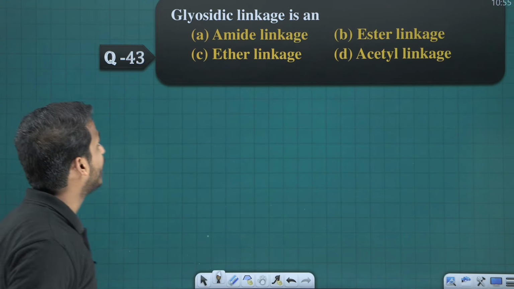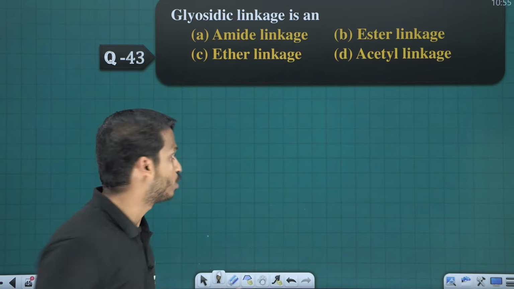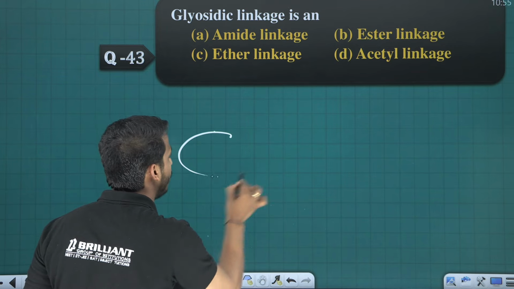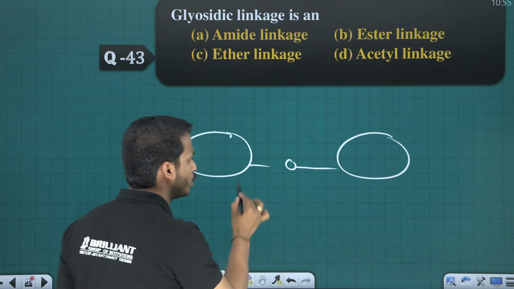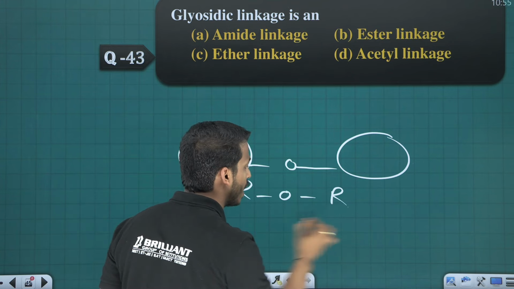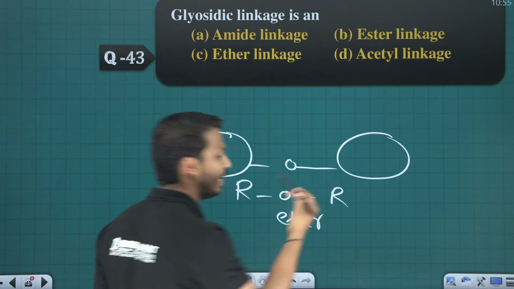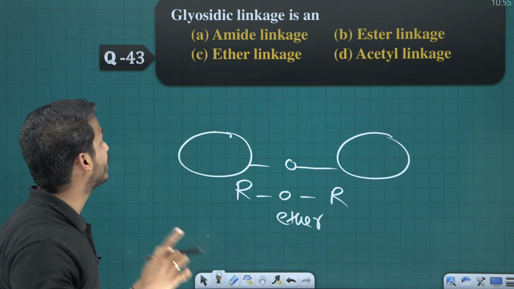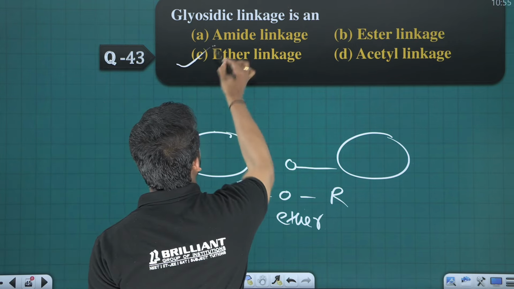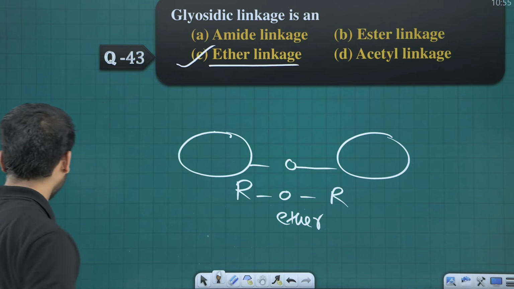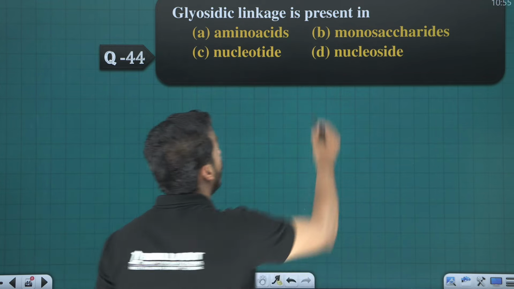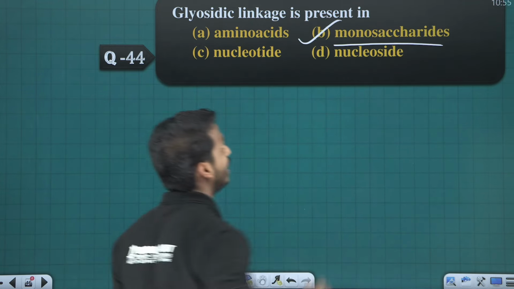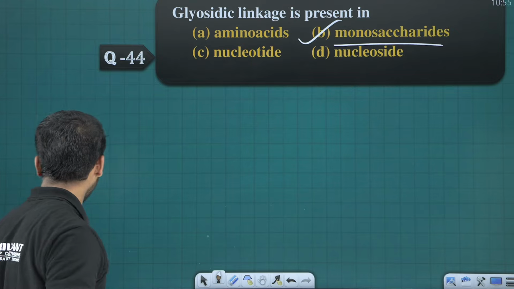Now, have you seen a glycosidic linkage? There will be a ring here, a ring here, and between them an oxygen. So this is like our ROR, it's a type of ether linkage. Remember, glycosidic linkage is a type of ether linkage. Glycosidic linkage is present between what? Monosaccharides. It is the bond between monosaccharides.